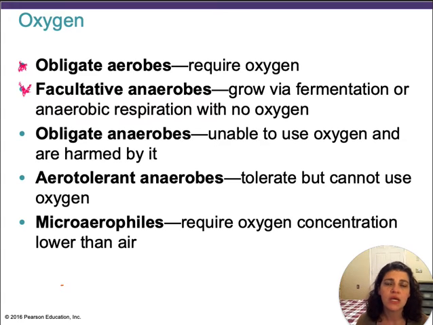Facultative anaerobes, all the Enterobacteriaceae, or the bacteria that grow in our intestines, Klebsiella, E. coli, Salmonella. What else? Trying to remember one more. Well, I'll think about the names later. There are five or six Enterobacteriaceae that are facultative anaerobes, meaning they don't need oxygen, they can survive and make their energy via fermentation, but if there is oxygen present, they use it.